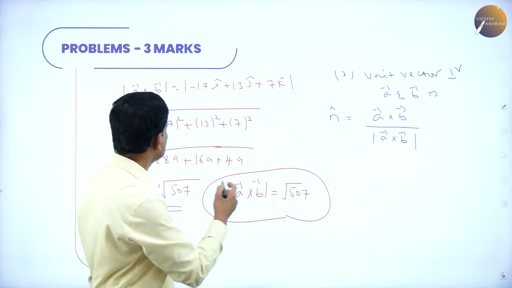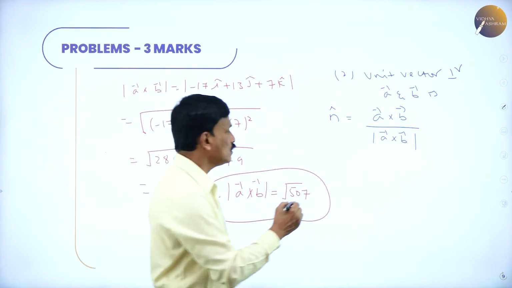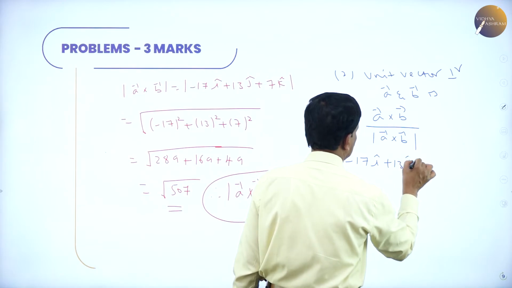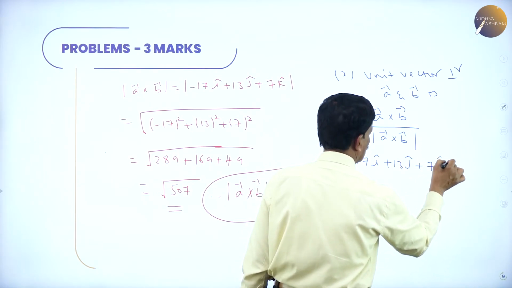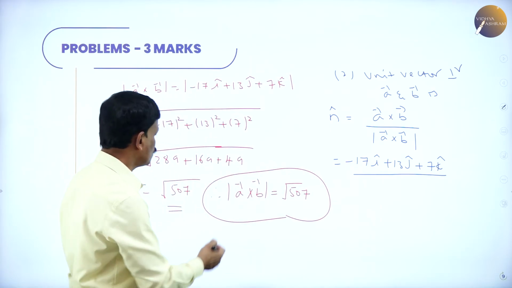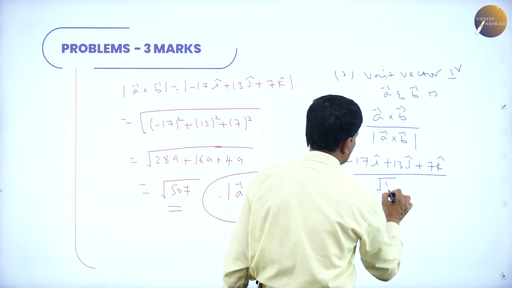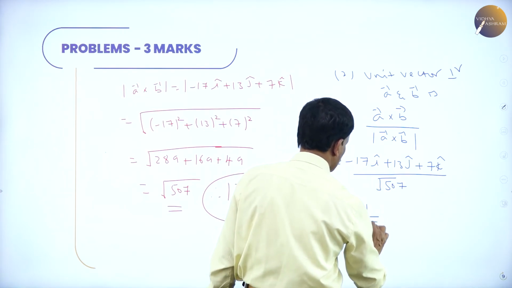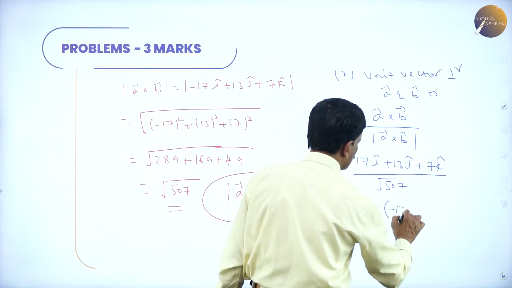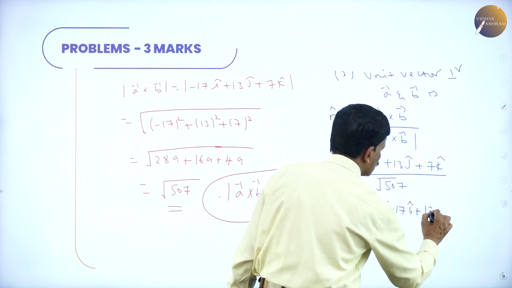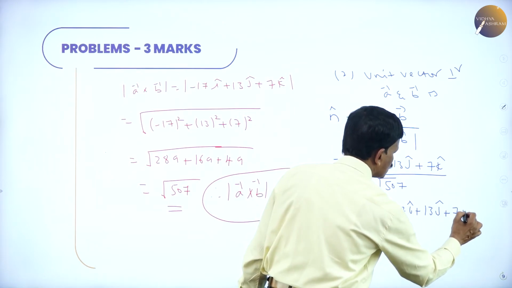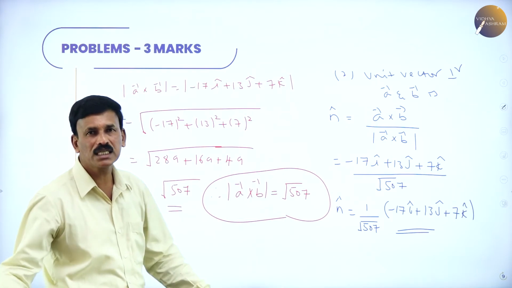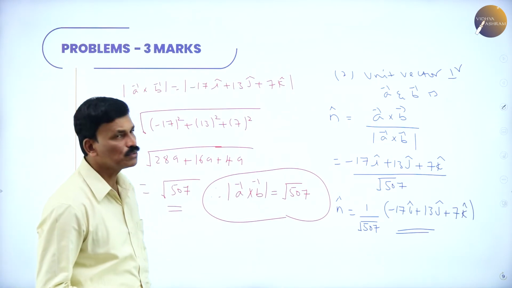So A cross B vector is minus 17i plus 13j plus 7 times k divided by its magnitude, root of 507. So if you want, you can stop, or n cap is equal to 1 by root of 507 into minus 17i plus 13j plus 7 times k, unit vector. So this is how we are going to find the n cap, unit vector perpendicular to both a and b.